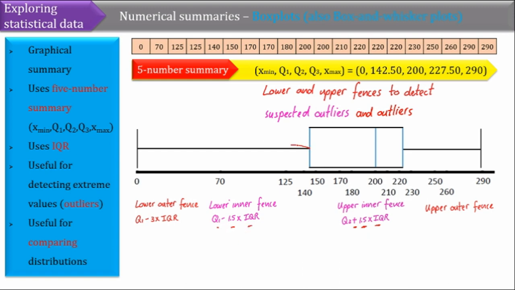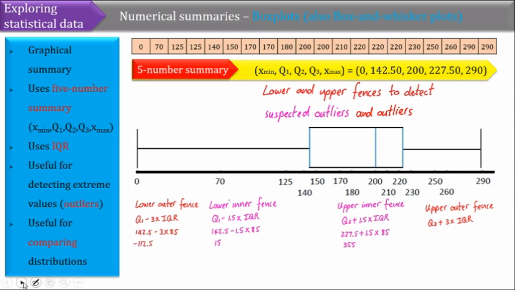In other words, from there, I went down to find the lower inner fence, and then I went down even further to find the lower outer fence. On this side, from Q3, I'm going up to find the upper inner fence, and then up again to find the upper outer fence, which will be Q3 plus 3 times the interquartile range.